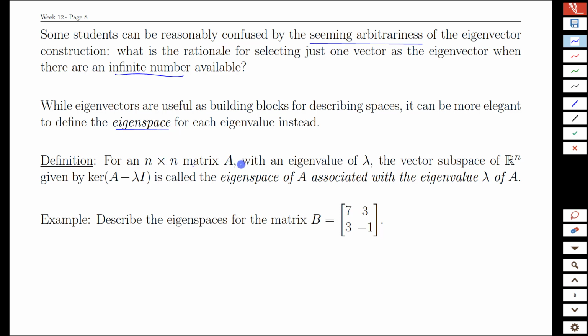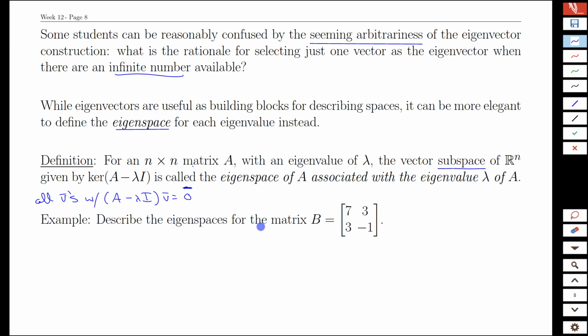For an n by n matrix with this particular eigenvalue, so this is going to be tied to an eigenvalue like our eigenvectors are, there's a vector subspace of Rn given by the kernel of A minus lambda I, which is the same thing as saying it's all v's which satisfy (A minus lambda I)v equals the 0 vector. And we call that collection, that space, the eigenspace associated with that eigenvalue.